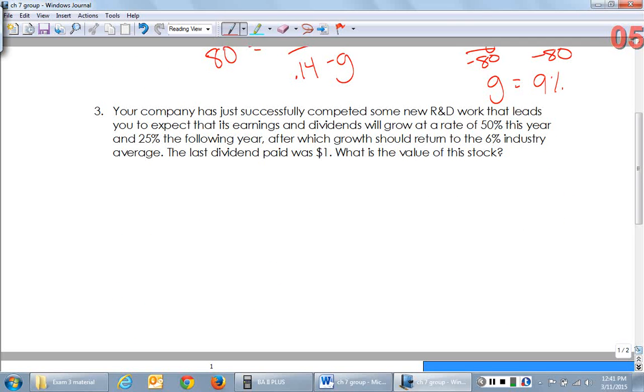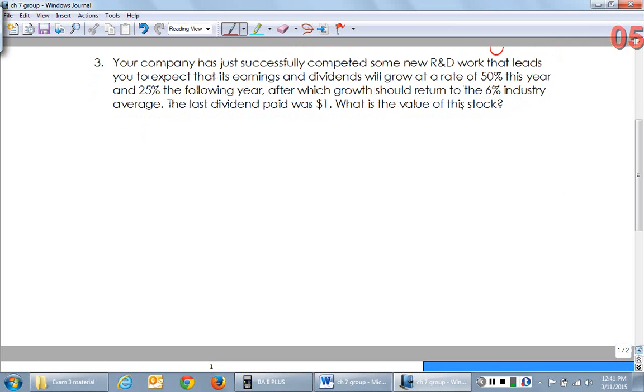Number 3, your company just successfully completed some new R&D work. They expect earnings and dividends to grow at 50% this year and 25% next year, after which growth should be a constant 6%. The last dividend paid was $1. So we need to take this problem apart and figure out what we know and what we don't know. The last dividend paid was $1, so that would be D naught is equal to $1.